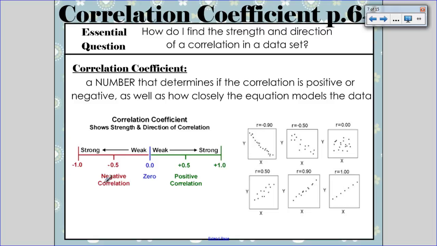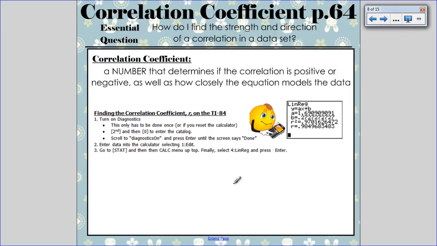So here's a pretty little number line for you. If you're at 0, it doesn't correlate at all. That's not a very good correlation. Anything on the positive side means you have a positive correlation, and if you go all the way up and you get 1 exactly, then you have a very, very strong correlation. If you have anything in between there, it's just not as strong, but it's still okay. And then it works the same way in the negative direction. So here's how you find your correlation coefficient.